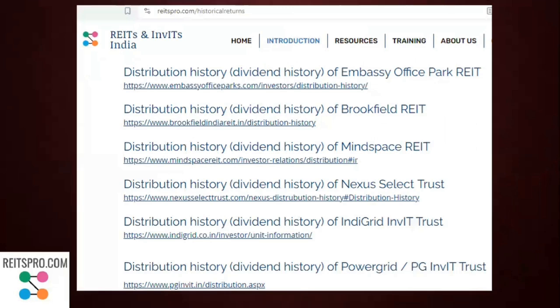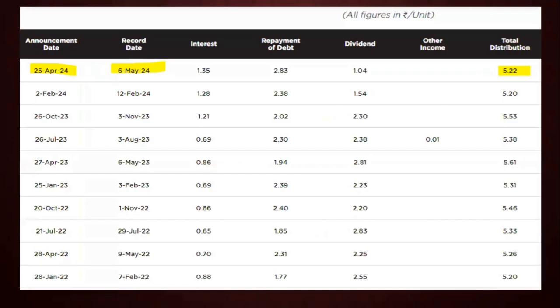Now, if you visit our website, you will get links to various distribution histories of REITs and InvITs. You can visit reitspro.com, historical returns under the menu, and see the various distributions of REITs and InvITs there. One of the screenshots that I'm sharing here is for the Embassy REIT. As you can see, all these are listed on the Embassy REIT website, and the link has been given on reitspro.com for reaching this distribution history.